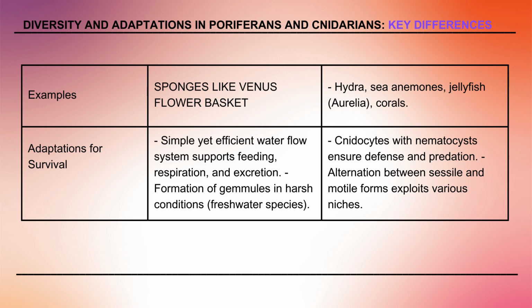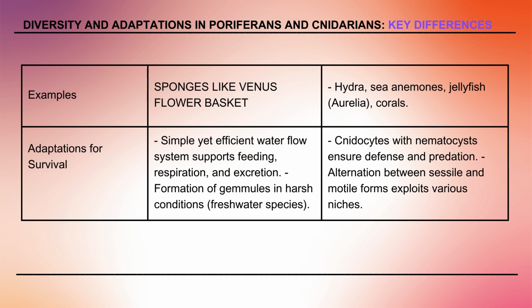For examples, for sponges, we have the Venus flower basket. And for Cnidaria, we have Hydra, sea anemones, jellyfish, and corals. We will also present some examples of these different sponges and Cnidarians. For Cnidarians, we are mainly focusing on the corals. These specimens are found in our museum.